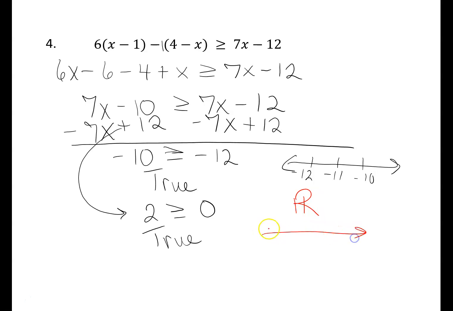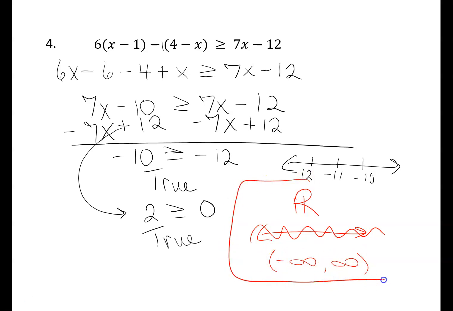On the number line, I'm not even going to put any marks, I'm just going to shade the whole number line. And our interval notation would be negative infinity to positive infinity. So we would have all that in our answer. Now on the problems where it comes out false, you can just write no solution and that's it. The no solution does not require a graph or interval notation.